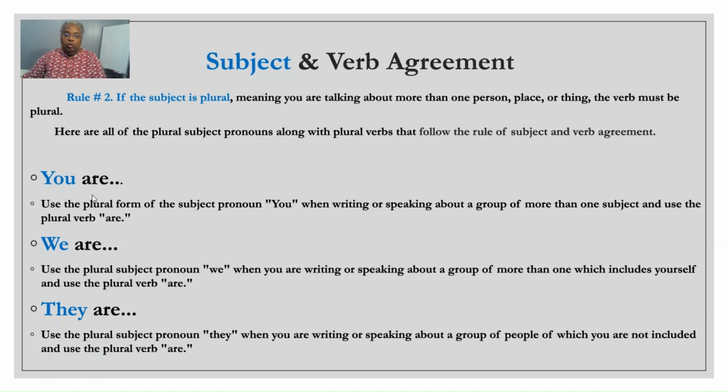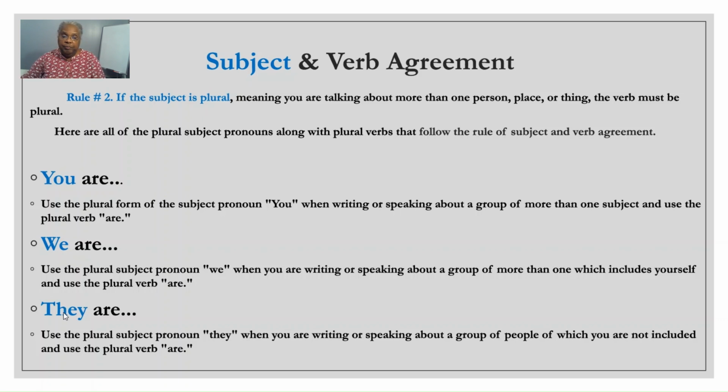The second plural subject pronoun and verb agreement that we see is we are. Use the plural subject pronoun we when you are writing or speaking about a group of more than one which includes yourself, and use the plural verb are.